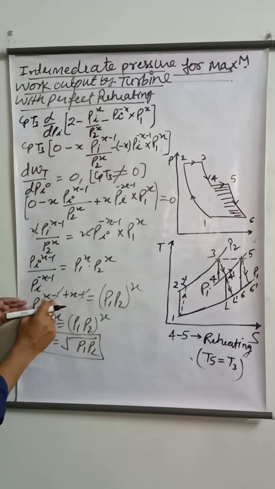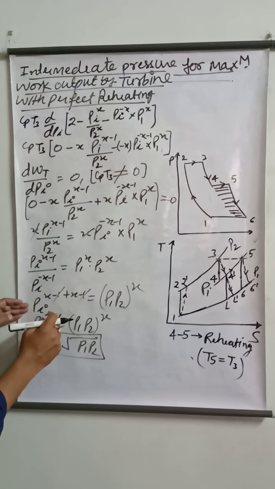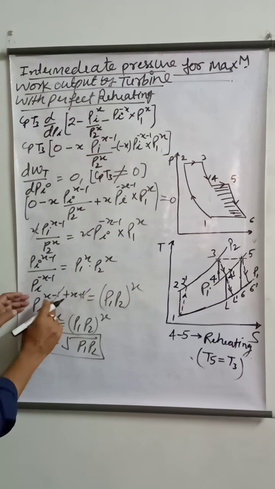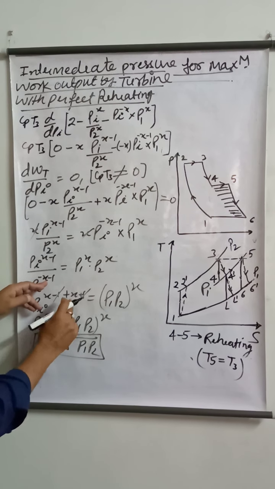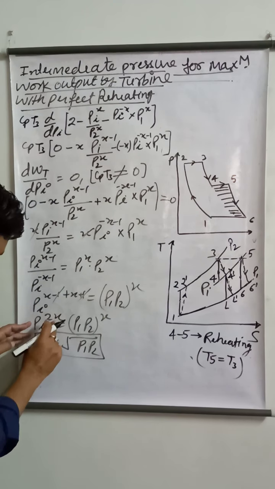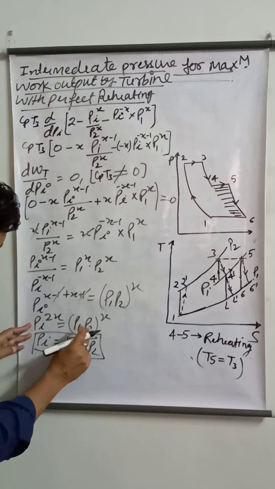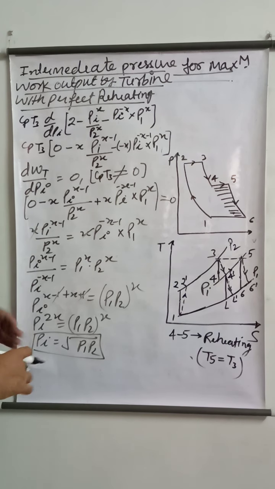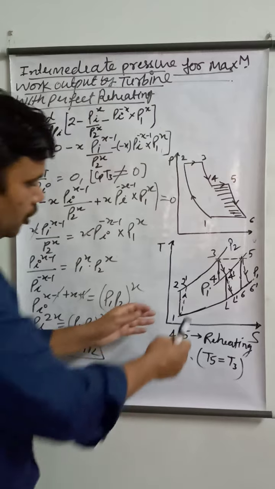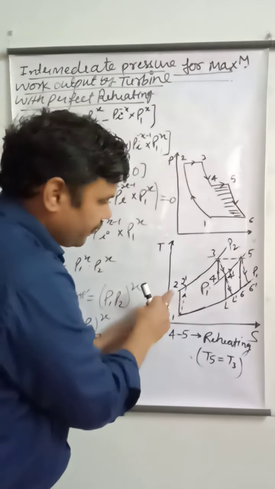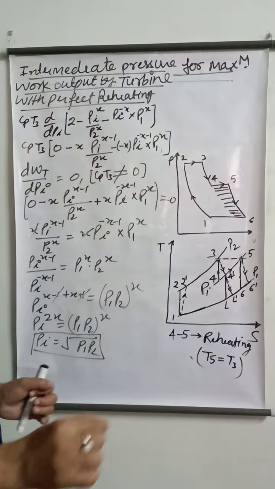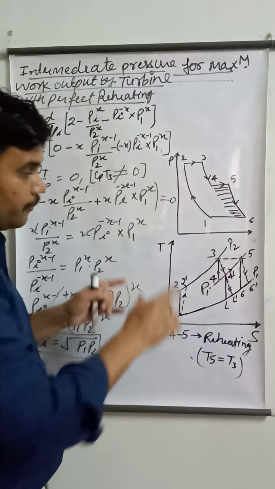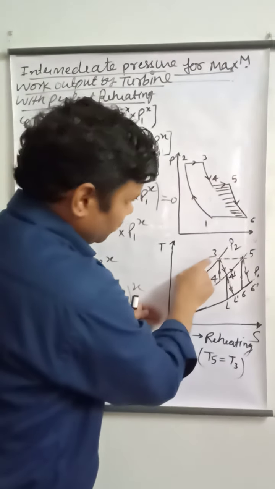So P1 power x, minus 1 plus x, that is x plus 1, sorry. This will be multiplied with this side. So x minus 1 plus power will be added, x plus 1, and Pi power 2x is equal to P1 into P2 power x, and Pi is equal to root of P1 P2, right? So the intermediate pressure is the geometric mean of initial and final pressure in reheating, but the condition is that these expressions are applicable only for an isentropic process and perfect reheating. Perfect reheating means T3 is equal to T5.